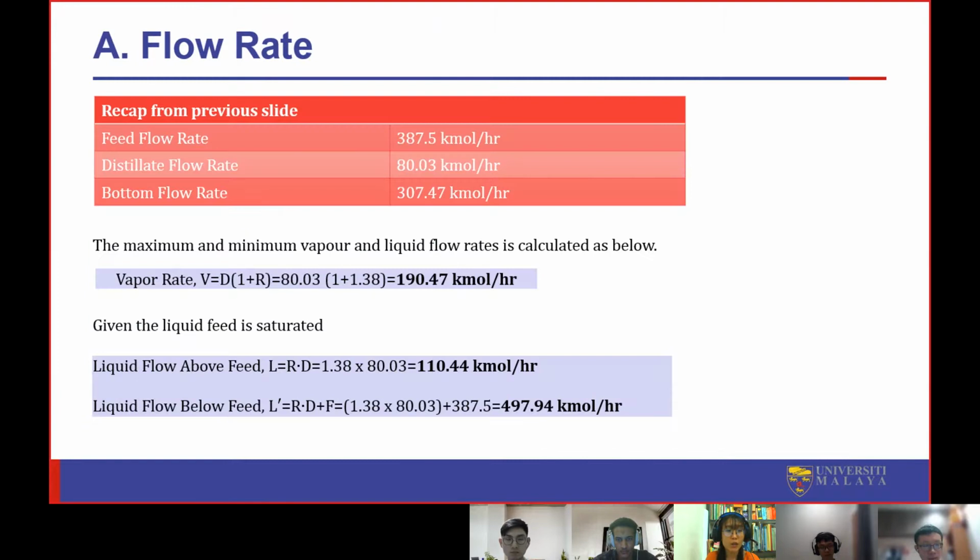Next, we will calculate the plate hydraulic design. To calculate it, we need a few sections of calculation. The first is the flow rate. Based on the information obtained from the previous part, we can calculate the vapor flow rate and the liquid flow rate above and below the feed.